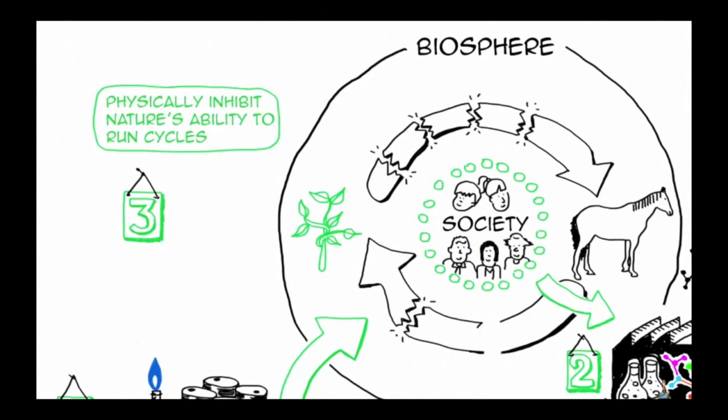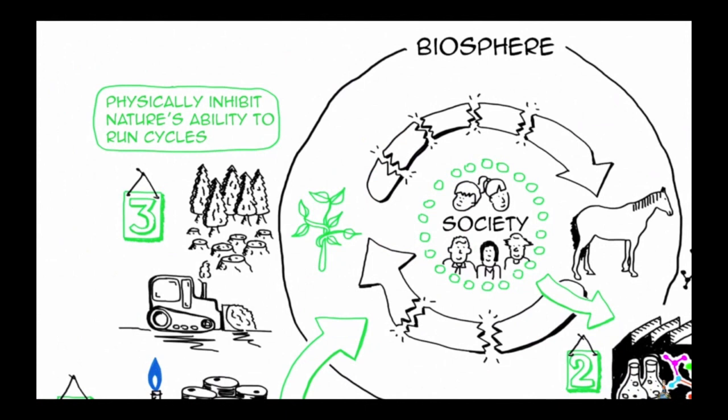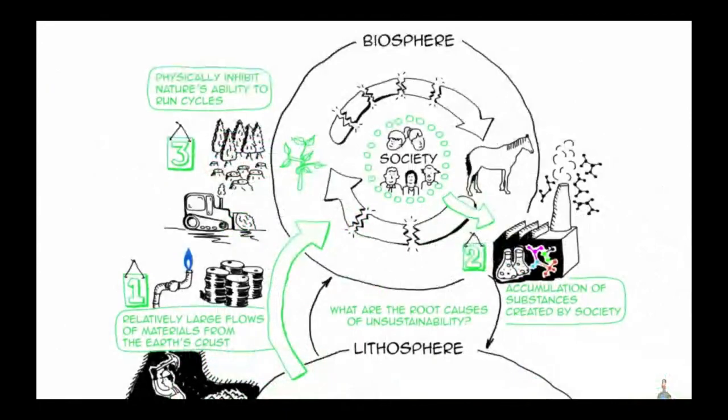How do we do that? Well, for example, by chopping trees at a faster rate than they can grow, by systematically destroying ecosystems and replacing them with parking lots, roads, buildings, etc., so that nature cannot run its cycles anymore. These are 3 ecological root causes. Once again, there is no priority order.